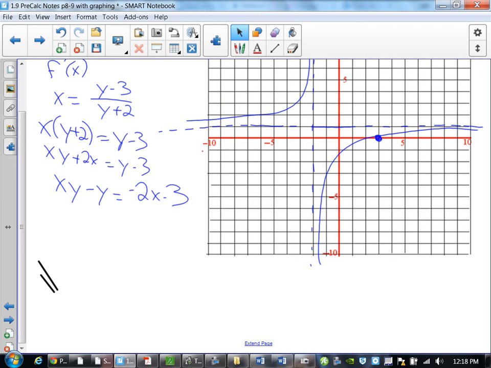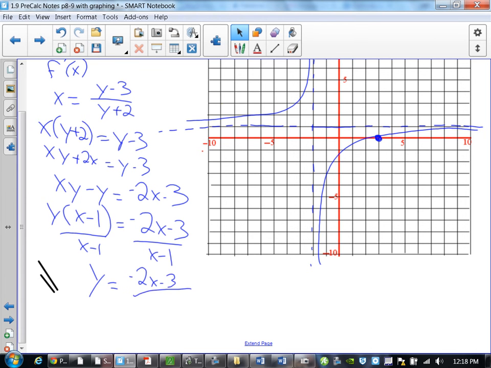Now I can factor out a y on the right hand side. The GCF here is y, so by taking that out, I'm left with x minus 1, which is going to allow me to get y by itself by dividing by that term. So y winds up equaling negative 2x minus 3 over x minus 1. Okay? And then you go through the whole process again of figuring out asymptotes and all that kind of fun stuff.